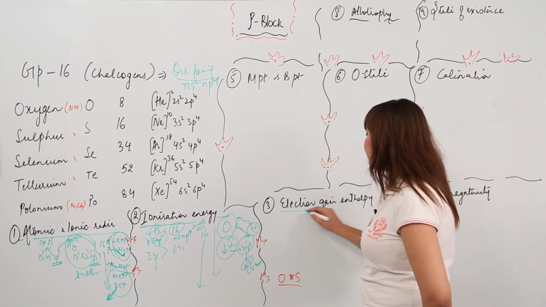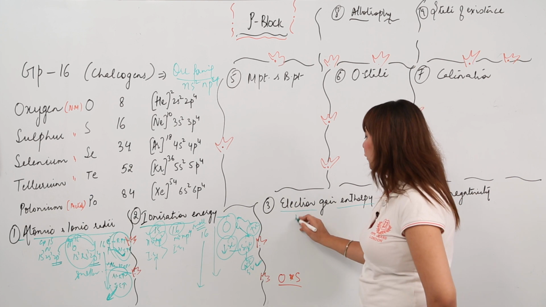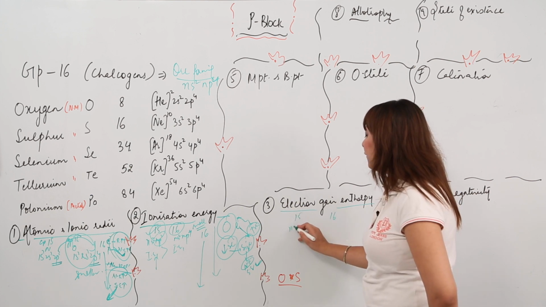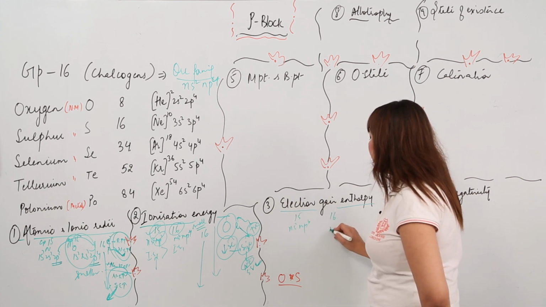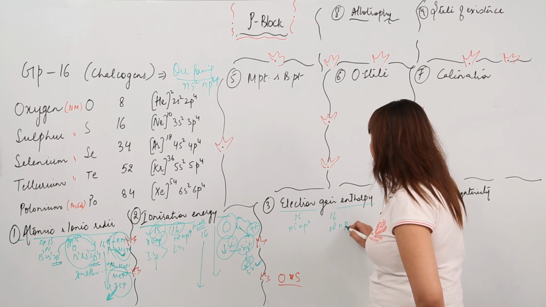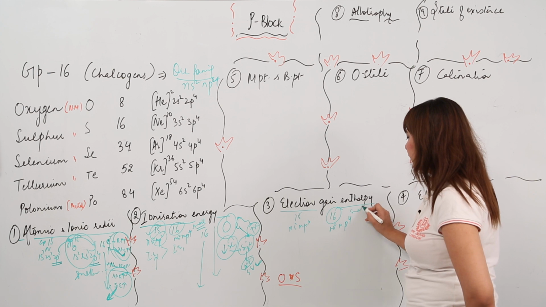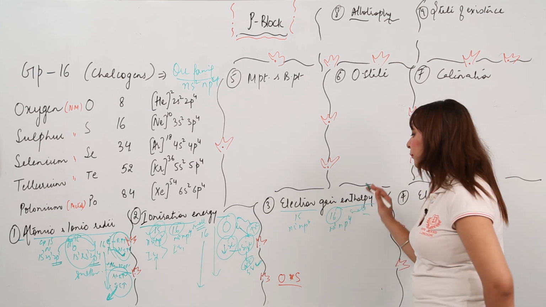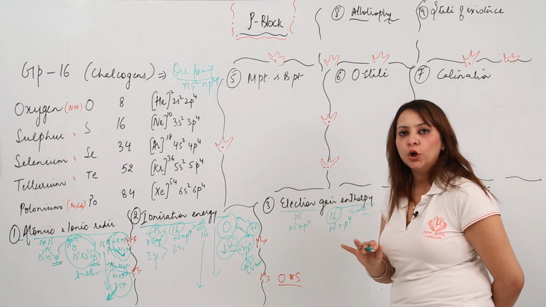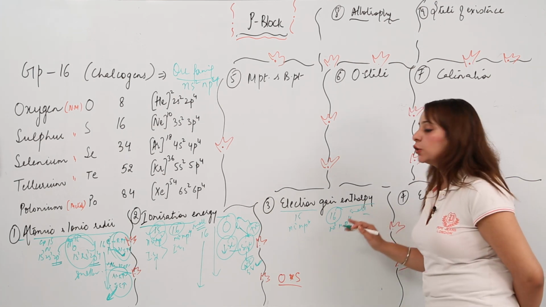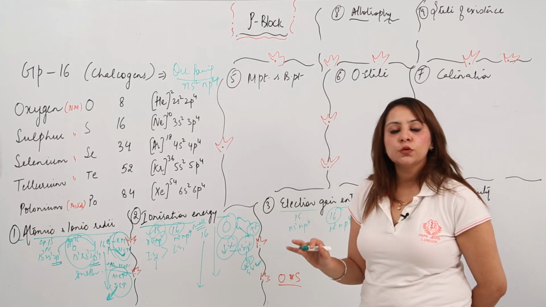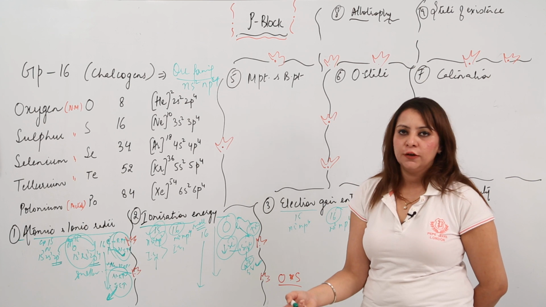Now as you can see here, if we talk about the 15th and 16th groups, they have configurations ns2np3 and ns2np4. As they are smaller in size, first of all, I will make you familiar with electron gain enthalpy, as you all know, but still we'll recall. Electron gain enthalpy is the energy released when we add an electron to the outermost shell of an atom.